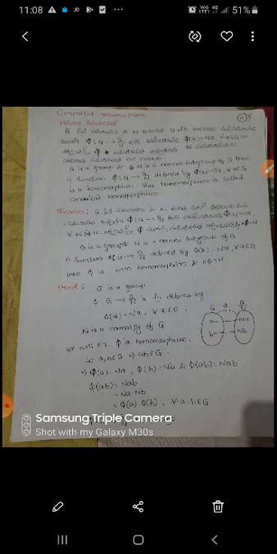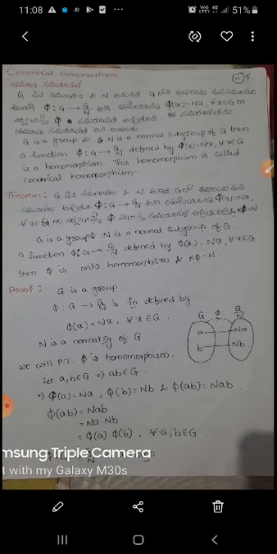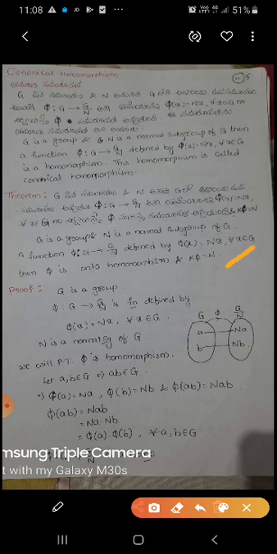So next theorem. G is a group, N is a normal subgroup of G. A function φ mapping G to G/N defined by φ(x) = Nx for all x belongs to G, then φ is an onto homomorphism and ker φ = N. So proof: G is a group, φ: G → G/N is a function defined by φ(x) = Nx for all x belongs to G, and N is a normal subgroup of G.